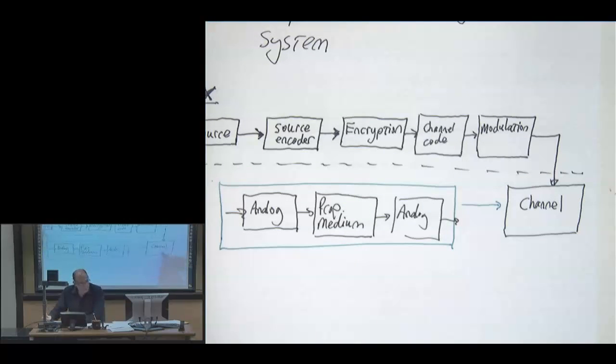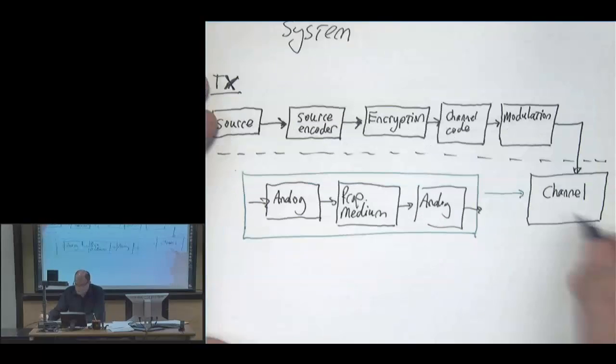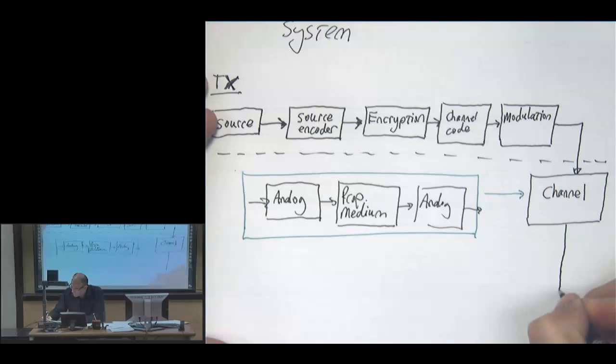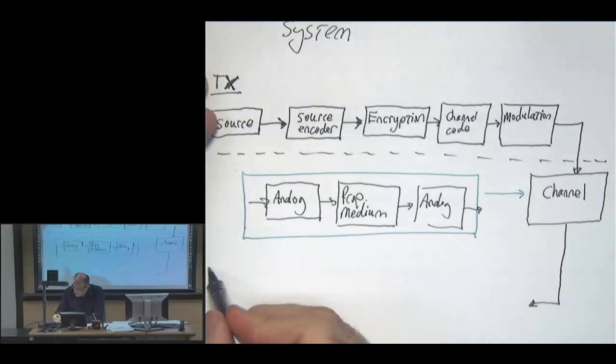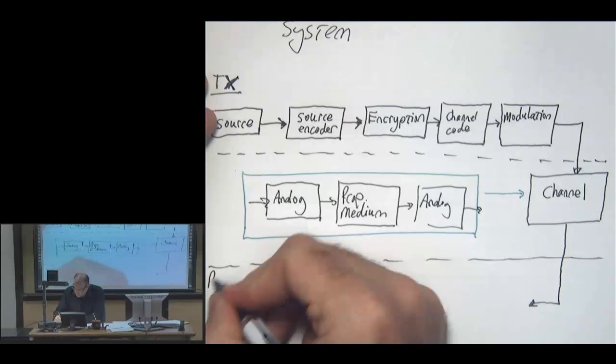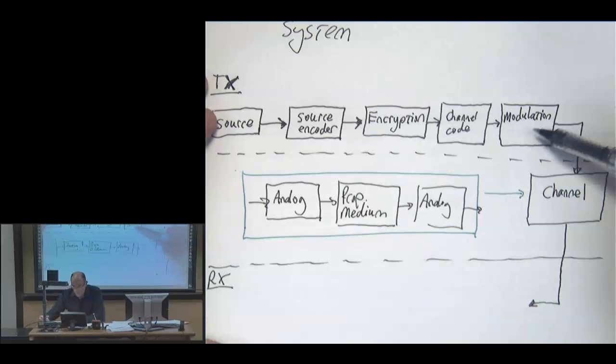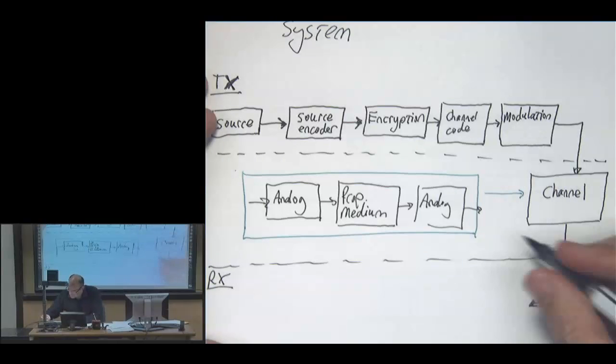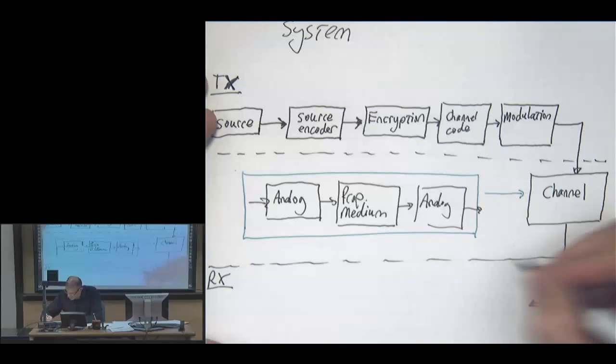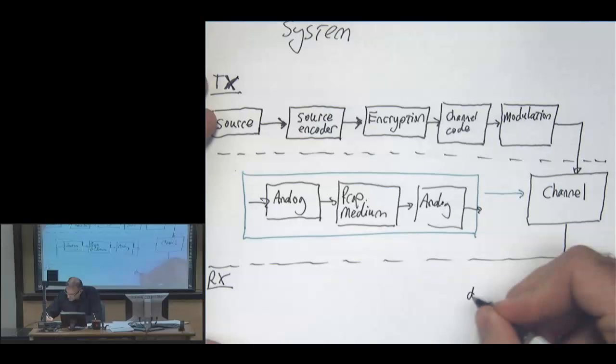And then what we do to process the signal at the receiver, so I'm going to now draw a dashed line here, and I'll talk about the receive blocks. Essentially each of these blocks here has its inverse. And so the inverse of the modulator is not inv modulator, it's demodulator. So put that here, demodulate.